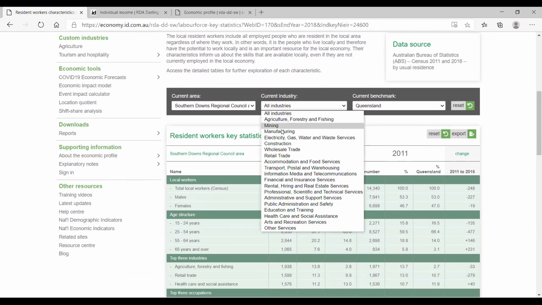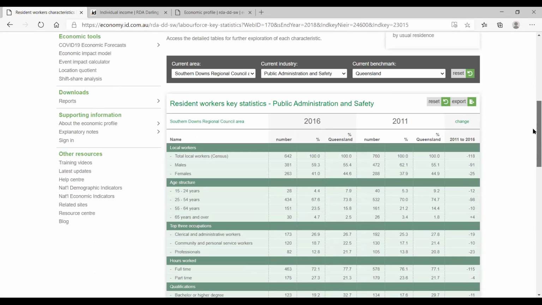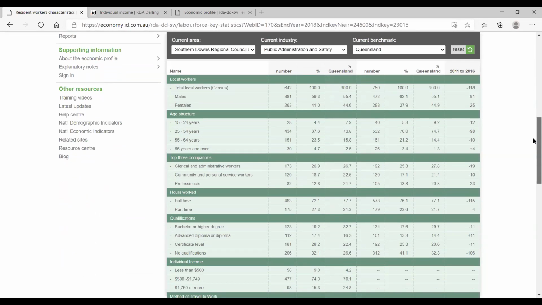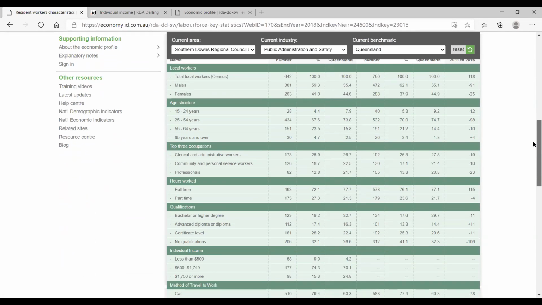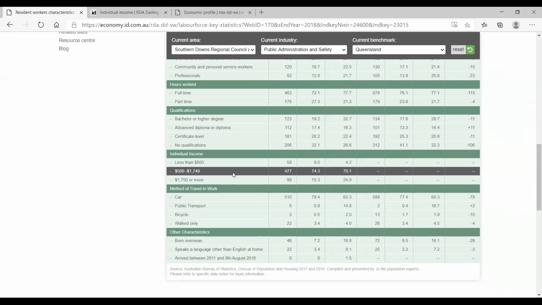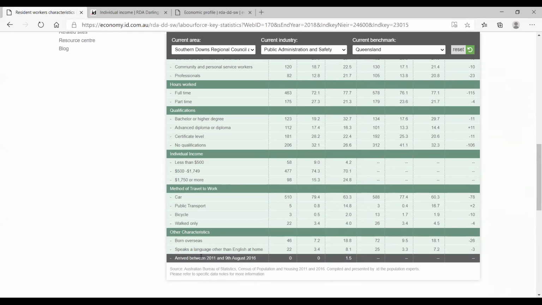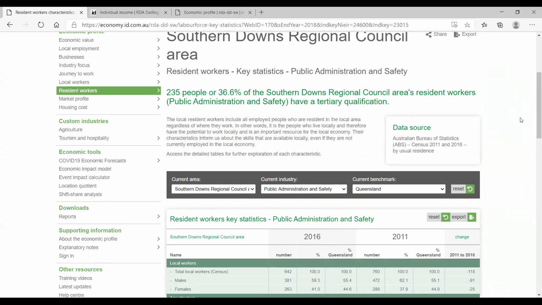You can break this down per industry. So let's say, for example, we'll do public admin and safety. We can have a look here and ask, how many are male? How many are female? What's the age structure of our workforce in public admin and safety? What are our top 3 occupations? Are we more inclined to have full-time or part-time? How qualified are they? What are the individual incomes of people within that sector? How do they travel to work? Do they speak a language other than English? There's all of this detail that we can grab for any of the industries that sit under the ANZIC code. We can look at healthcare and social assistance, education and training, a whole raft of things.